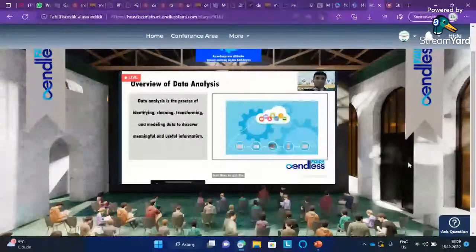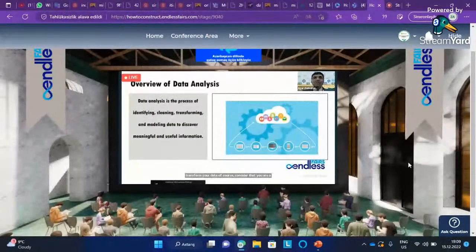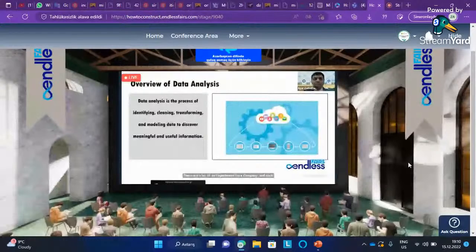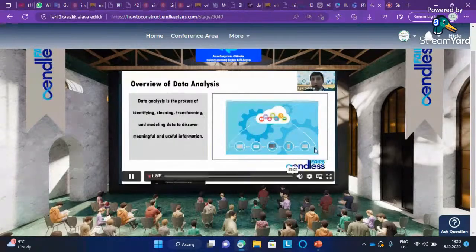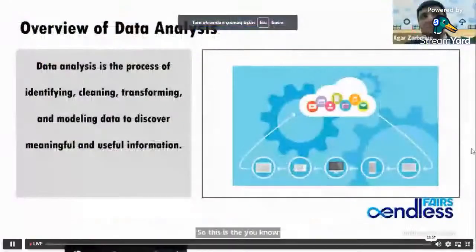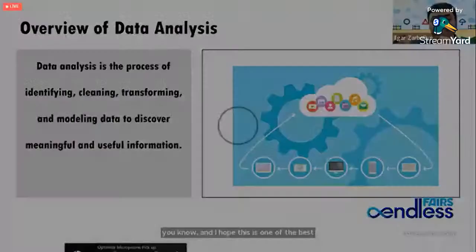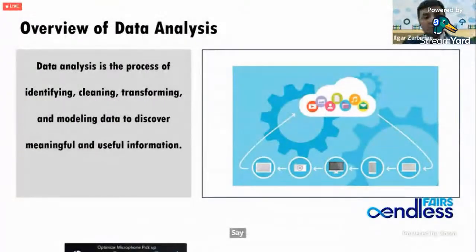Of course, considering that you are a good company, there are a lot of departments in your company, and each department is dealing with specific kinds of activities. So it means that you have data, right? I mean, tables. So this is one of the most important things. And I hope this is one of the best sides of business, and I'll talk about this in a few minutes.